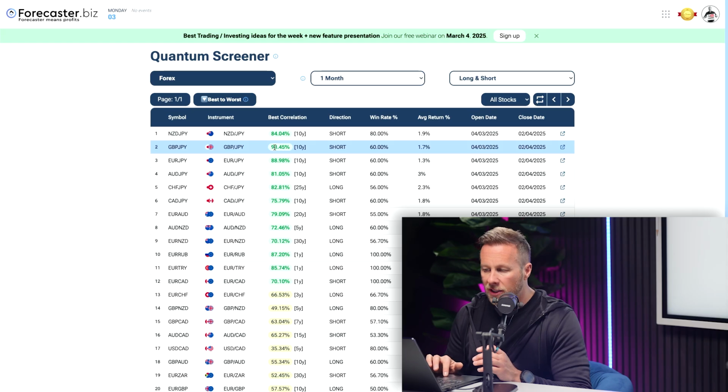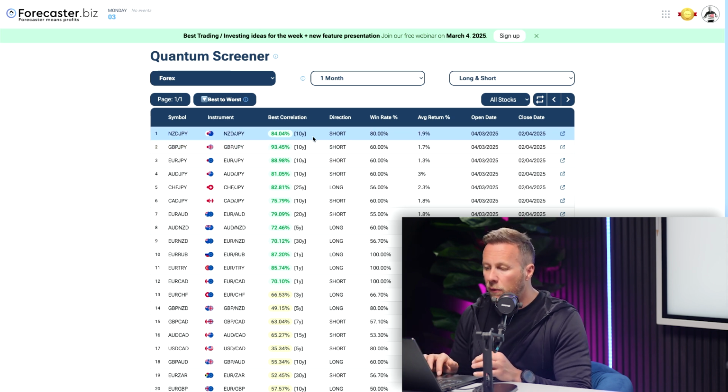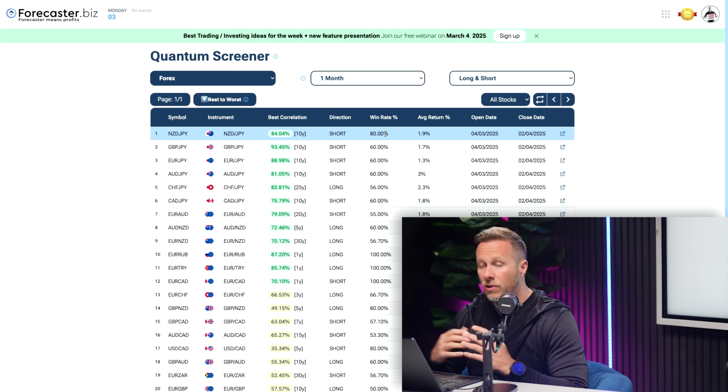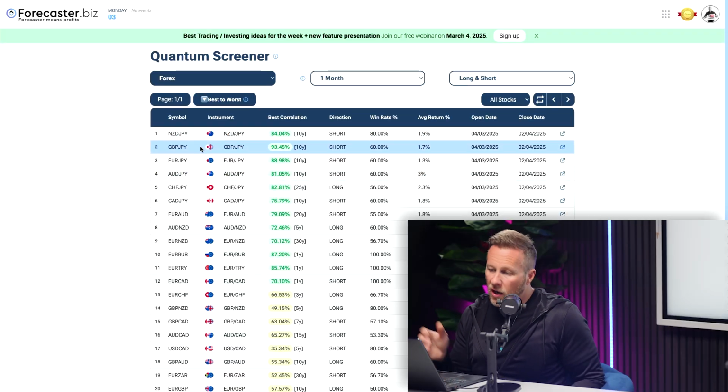Okay, so what it's doing, you can see here that we've got a correlation of 93.45 on the pound yen, which is higher. But when you factor in all the other components like the win rate and the return, overall, this is the best. Does that make sense? So once we know that, and you can pick the top 3, pick top 5, and you can go and analyze them all. But I'm going to start on the top 1, and I'm going to show you how you can get involved with this thing.